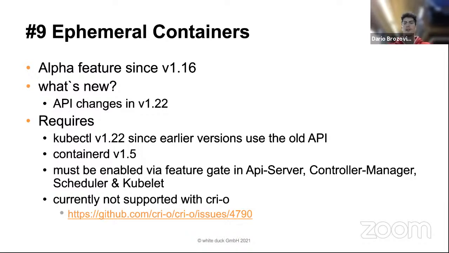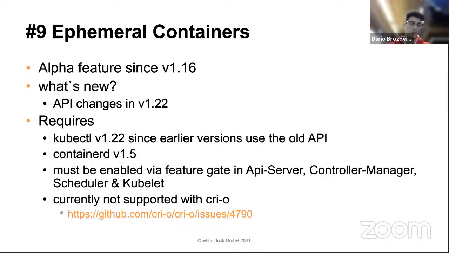Okay, let's talk about ephemeral containers. Ephemeral containers are an alpha feature since version 1.16 of Kubernetes. They are still in alpha, but we decided to include them here because they are a cool feature and there has been a major change with the newest version of Kubernetes. So what is new? The API for creating them has changed. This means if you already use this feature and you decided to upgrade your cluster to 1.22, then you will have to upgrade your kubectl to version 1.22 as well. Older versions of kubectl use the old API and won't work for ephemeral containers.